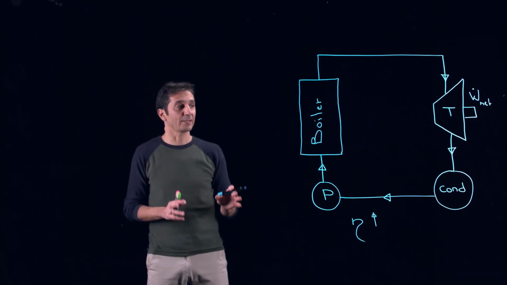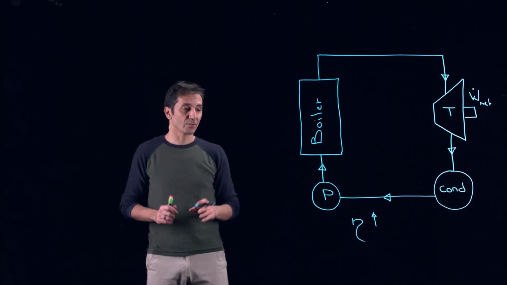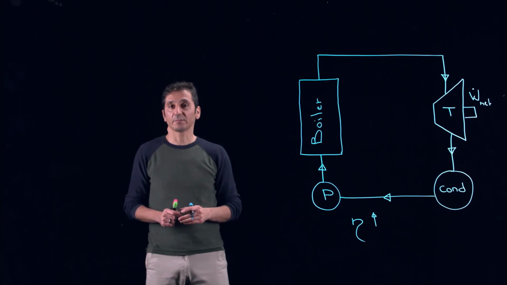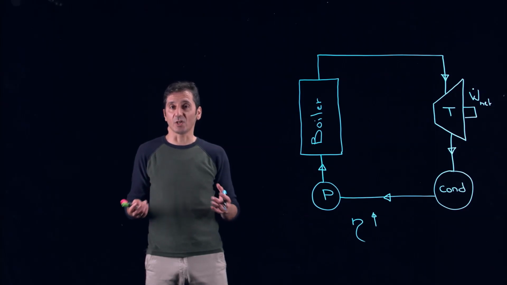But now when we look at this Rankine cycle in more detail, we can also see that we have some drawbacks. For example, due to the second law of thermodynamics, we have to reject heat. But this heat is lost for us.